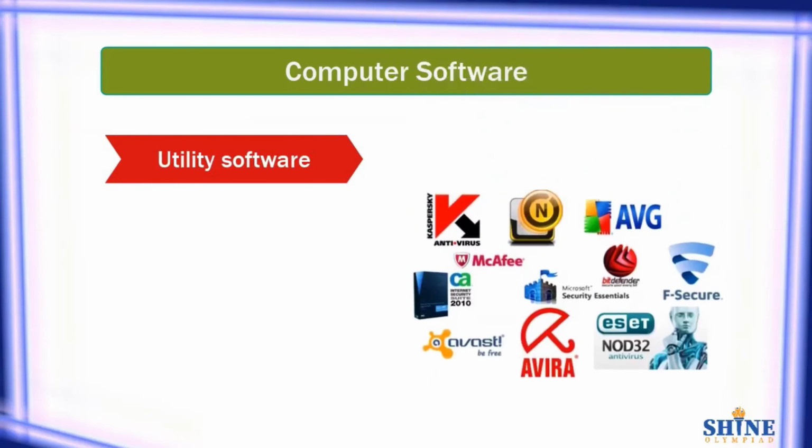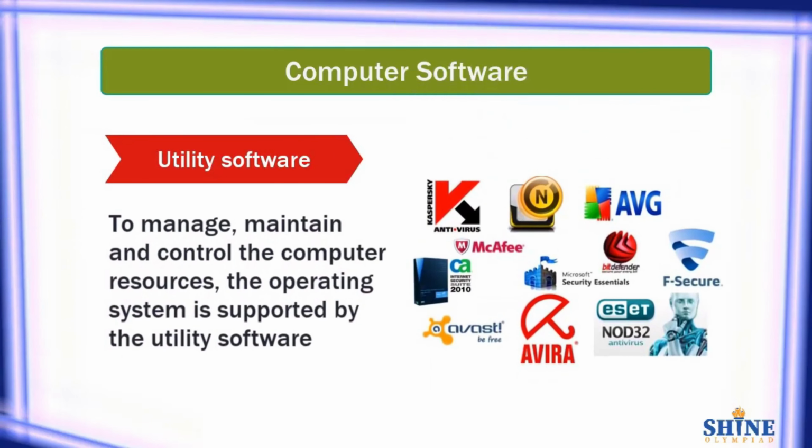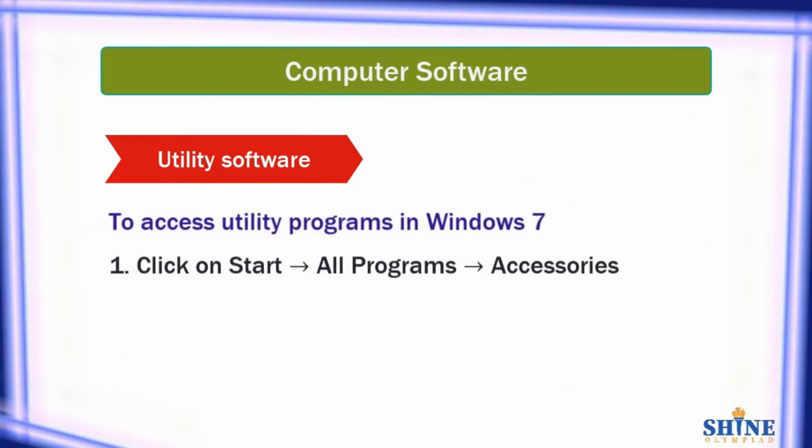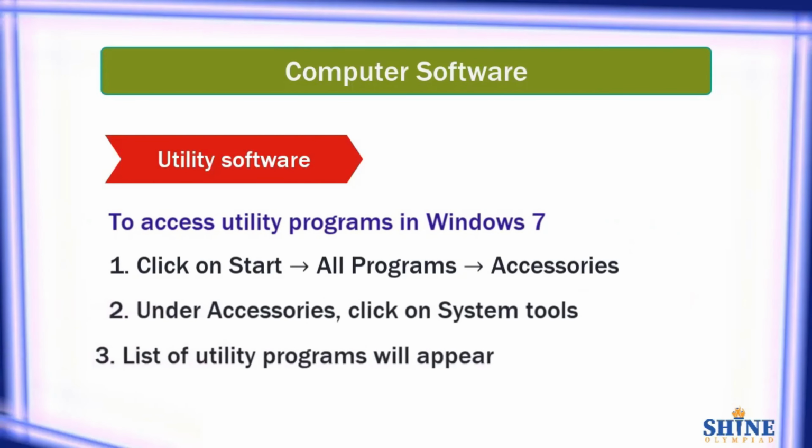Utility software. To manage, maintain and control the computer resources, the operating system is supported by the utility software. To access utility programs in Windows 7, 1. Click on Start, All Programs, Accessories. 2. Under Accessories, click on System Tools. 3. List of utility programs will appear.